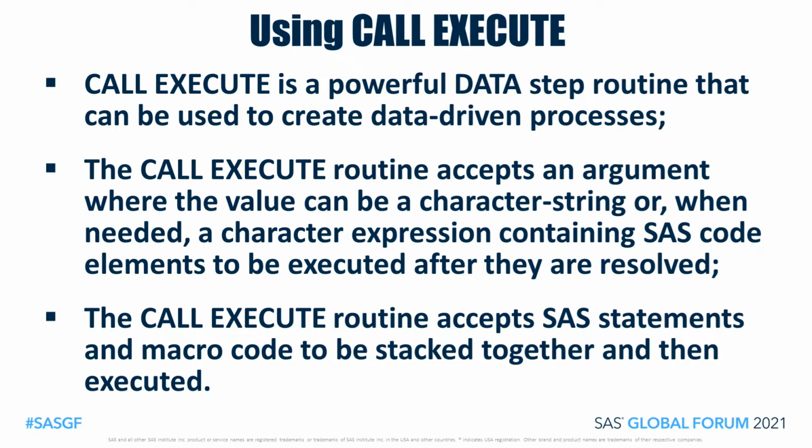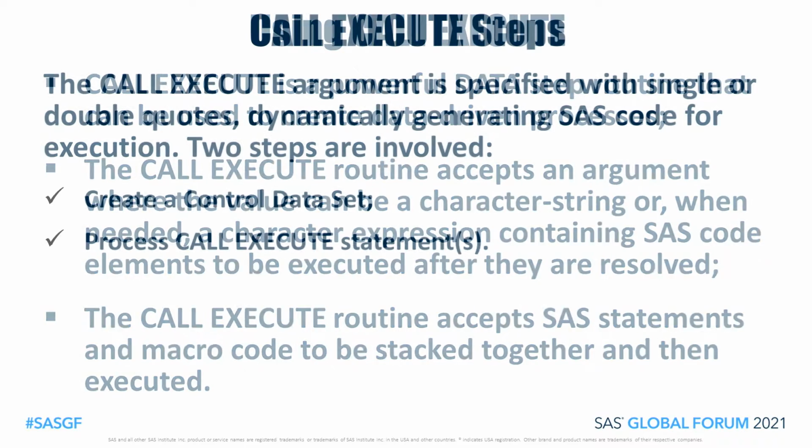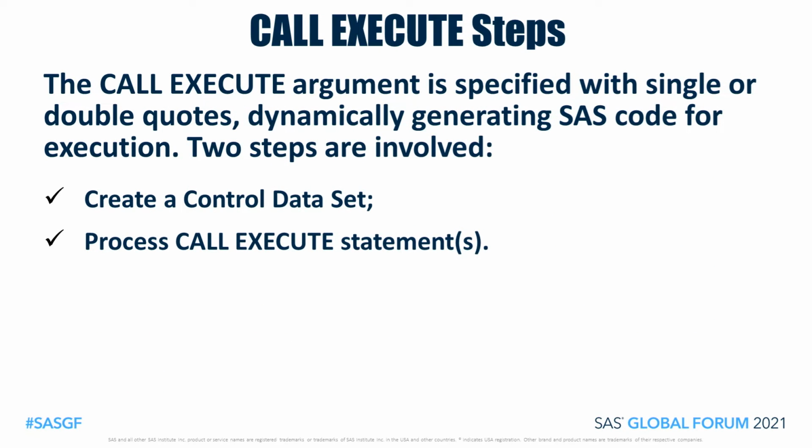The call execute routine accepts an argument where the value can be a character string or, when needed, a character expression containing SAS code elements to be executed after they are resolved. The call execute routine accepts SAS statements and macro code to be stacked together and then executed. The call execute argument is specified with single or double quotes, dynamically generating SAS code for execution. Two steps are involved in this process. First, create a control data set, and then process the call execute statements.